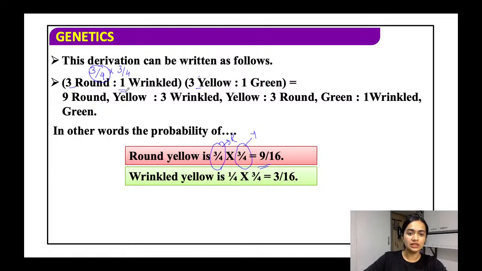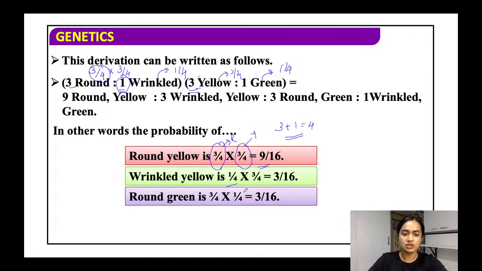Similarly, when we do wrinkled and yellow, wrinkled is 1 by 4. We got 4 because we have 3 round, 1 wrinkled, so 3 plus 1 is 4. Alright. So the total 3 plus 1 in both the cases is 4. That is how we got it. So the wrinkled probability is 1 by 4 and the yellow one here is again 3 by 4. The green one will be 1 by 4. I'll just write it for everything, and this is again 1 by 4. Now just put these values in whatever probability it has.